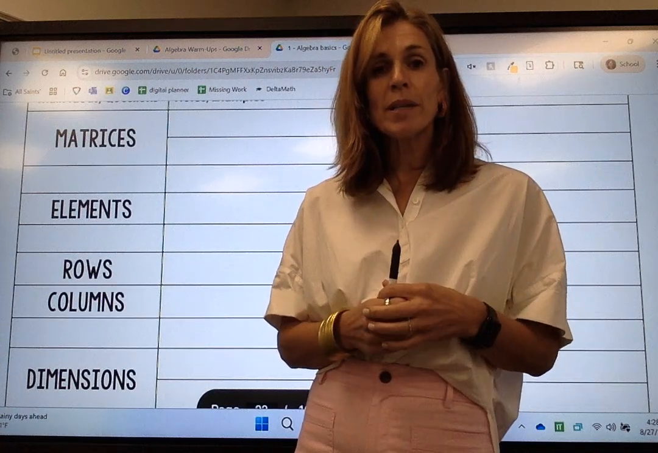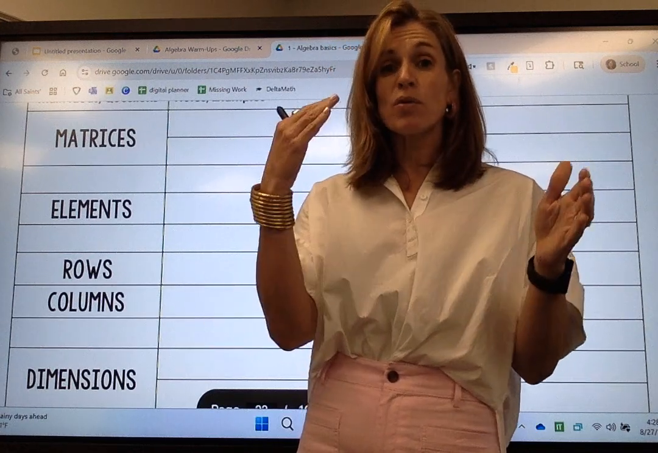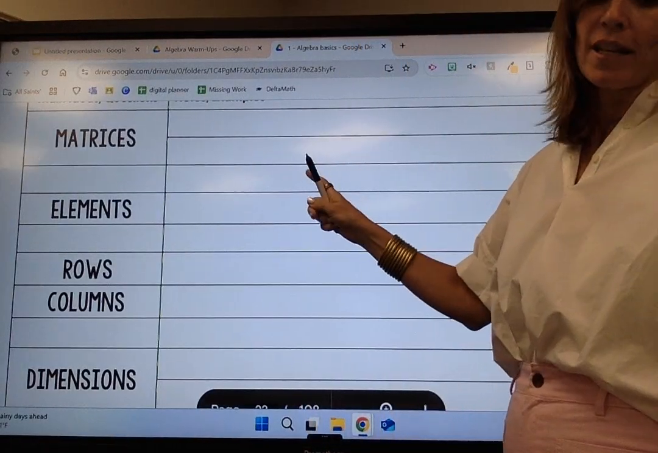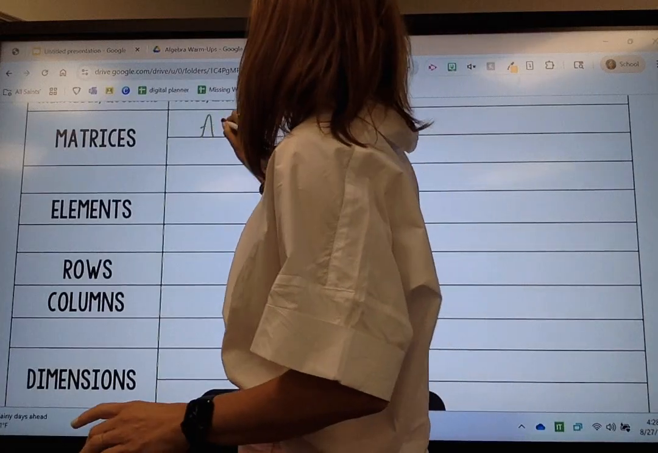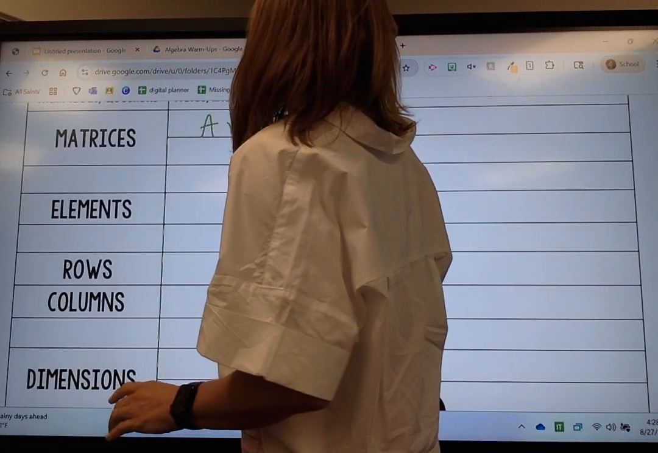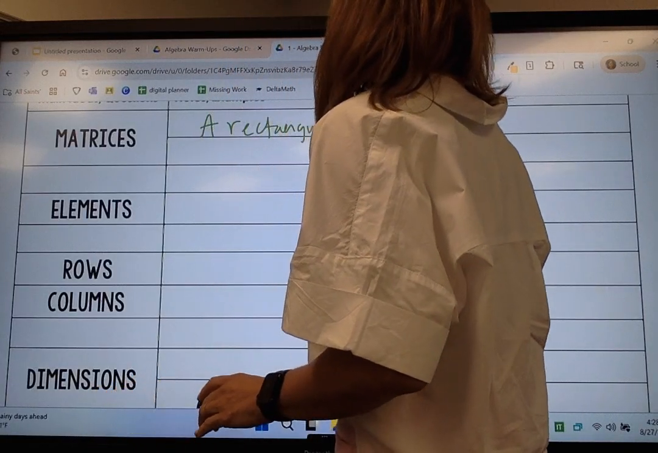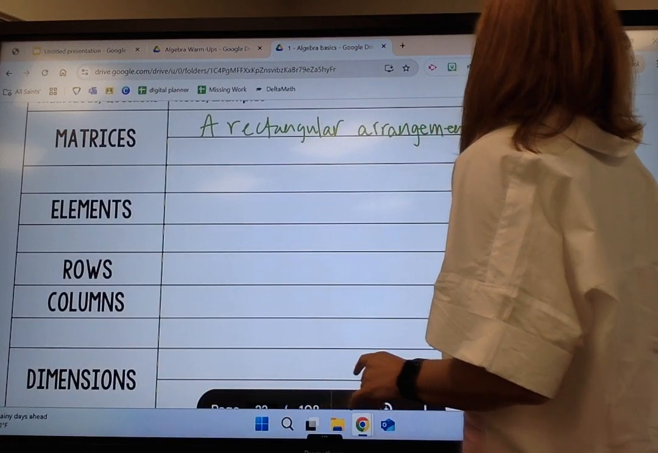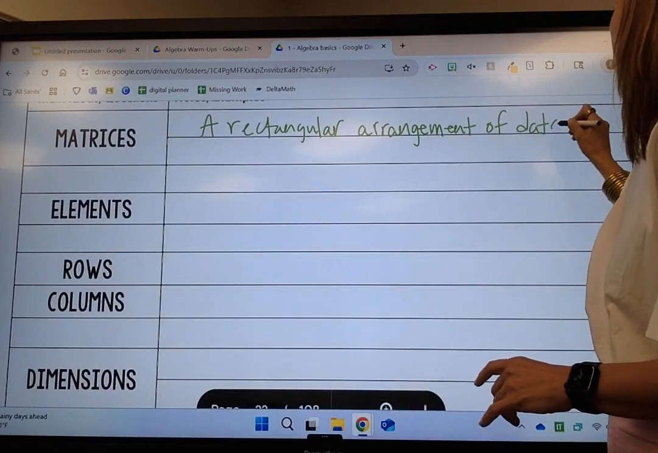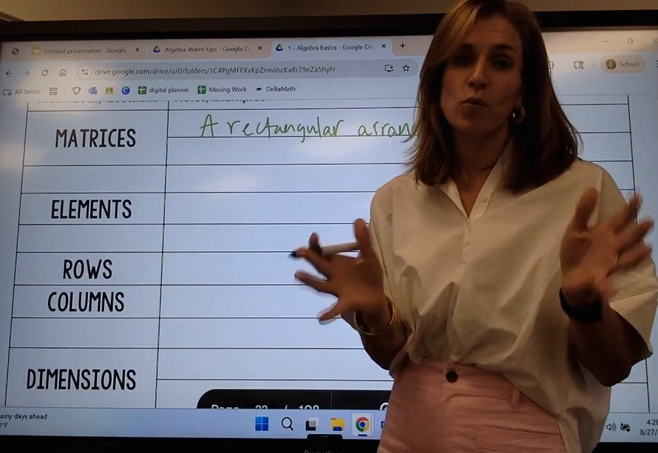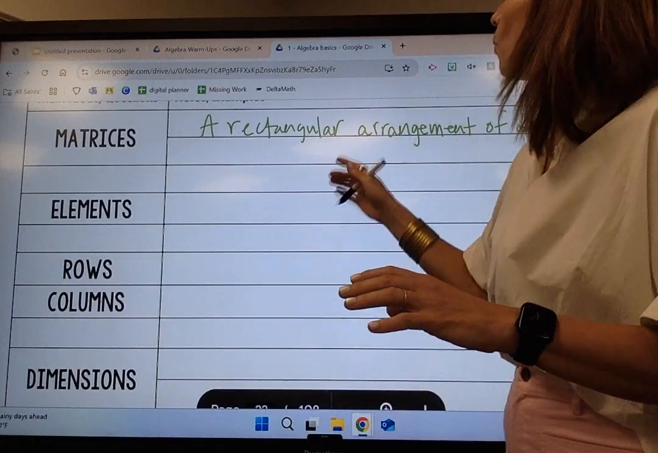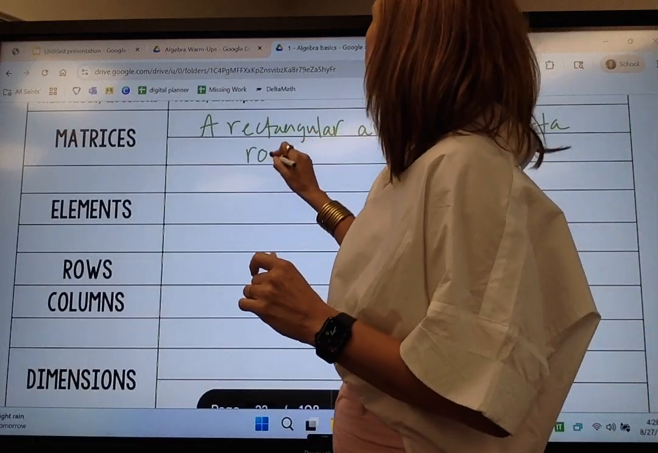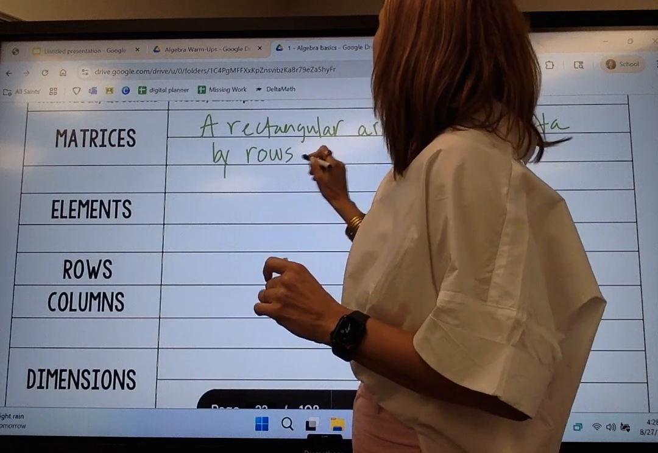In this video, we're going to be talking about matrices. But first, there's a lot of vocab that we need to go over. So what is a matrix? It is a rectangular arrangement of data. And it's just a more organized way to look at some data. So when you have this rectangular arrangement of data, it is done by rows and columns.